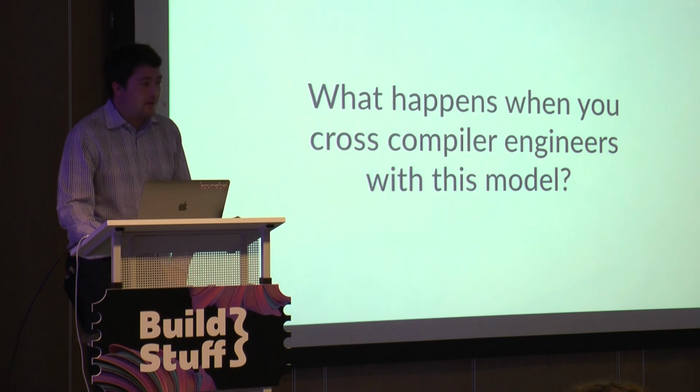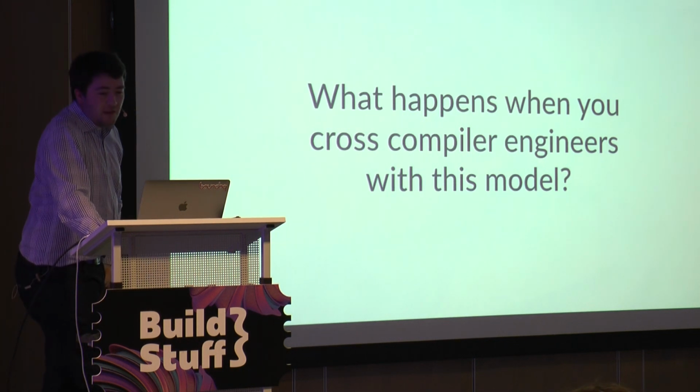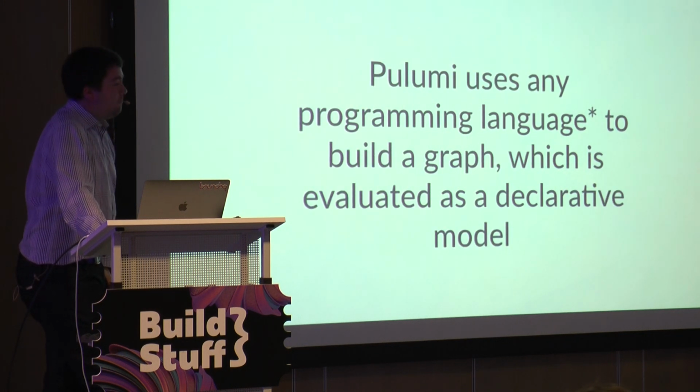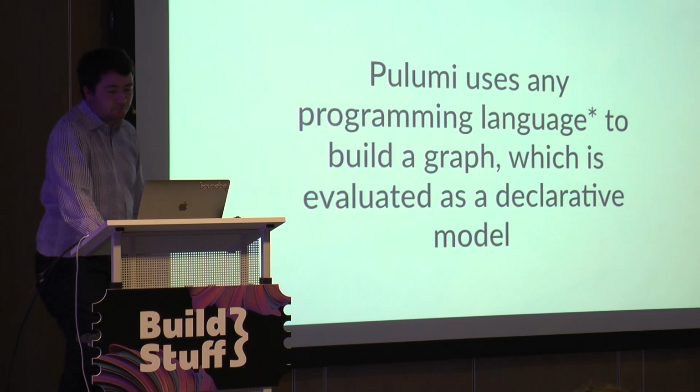So here's a question. What happens when you cross compiler engineers with this model? The founders of the tool that we're going to spend most of our time looking at are all compiler engineers from Microsoft. Worked on things like the async and await engine in C# and the F# language and TypeScript language and a bunch of other sort of low-level compiler constructs. So what you end up with is a model which looks very similar, but that can use any programming language to build the graph instead of a simple configuration language. There's a caveat on any programming language, which I'll come back to in a minute.